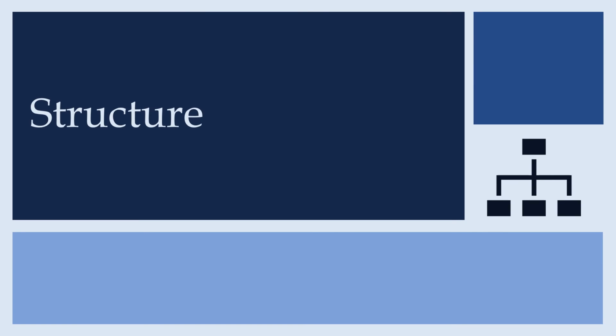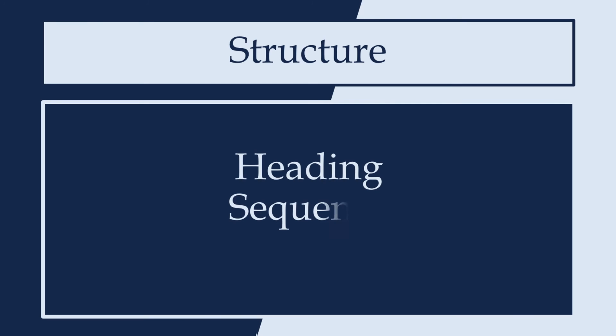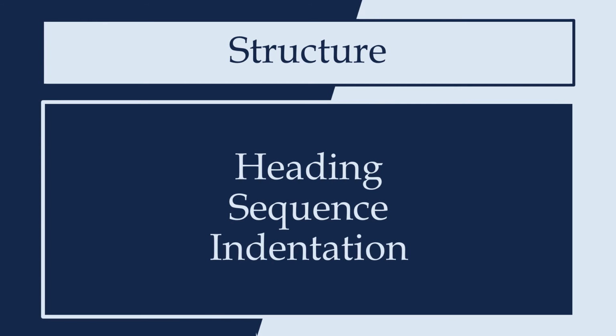Now that we understand the sequencing and general formatting associated with a reference page in APA style, we want to understand the structure. With respect to structure, we want to look at three key items: the heading, the sequence, and indentation.